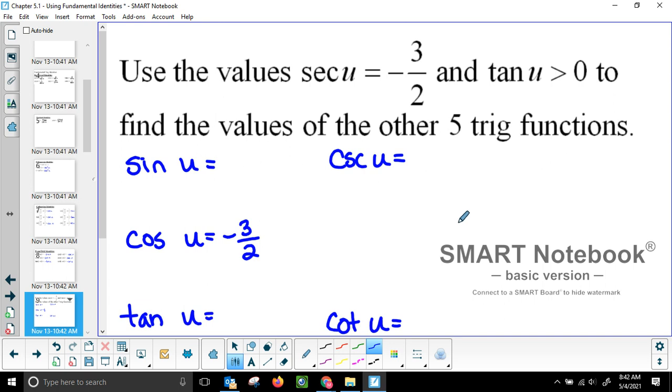All right, well, now I need to look at all of my identities, and I need to find an identity where I have everything except one. You can only have one missing piece. You can only have one missing thing if you're going to solve for it. So can anybody of all of those identities that we just looked at find an identity where we have everything but one piece? And there's a couple of them that you could use.